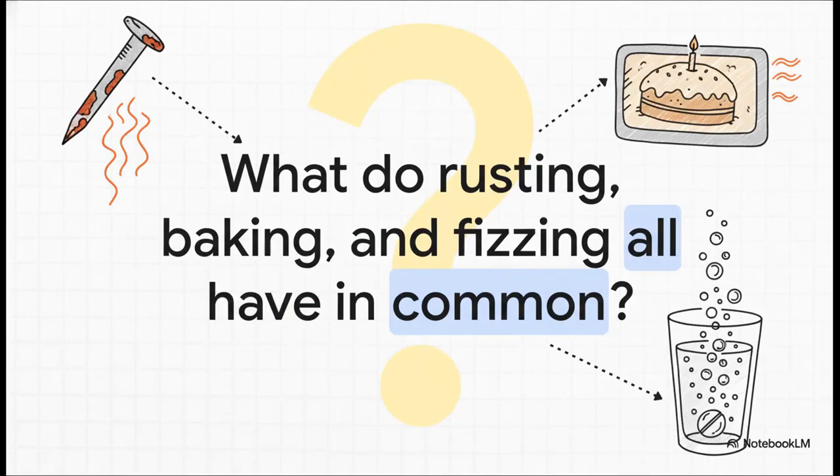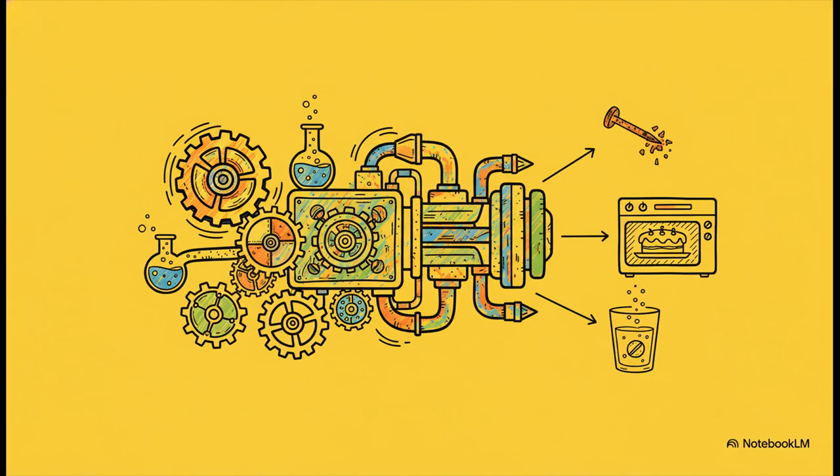So to get started, let me ask you something. I want you to think about these three things: a nail that's slowly turning to rust, a cake rising and browning in the oven, and one of those antacid tablets just fizzing away in a glass of water. On the surface, they seem completely different, right? But believe it or not, they all share a secret connection. And that secret is, they're all chemical reactions.